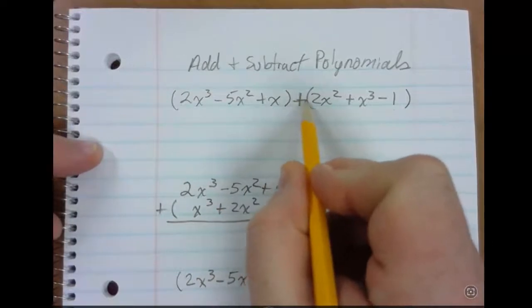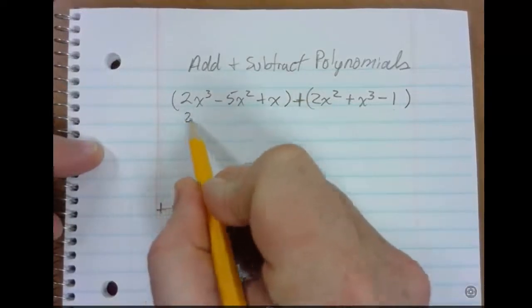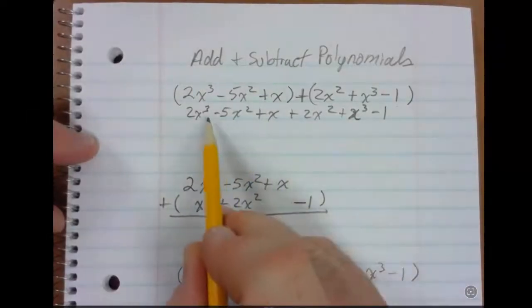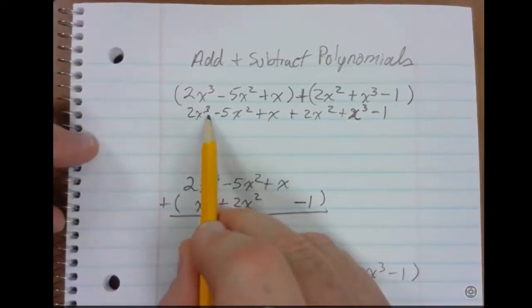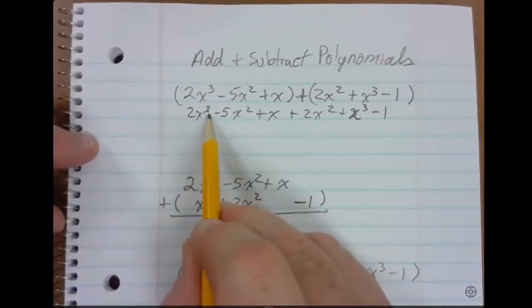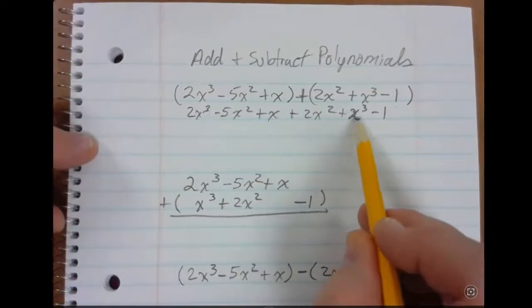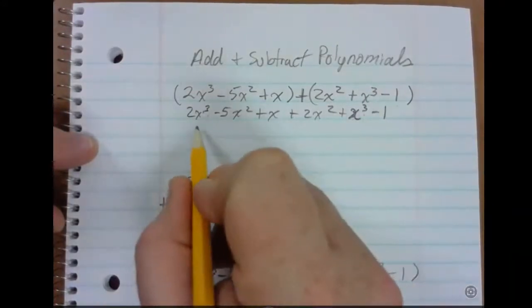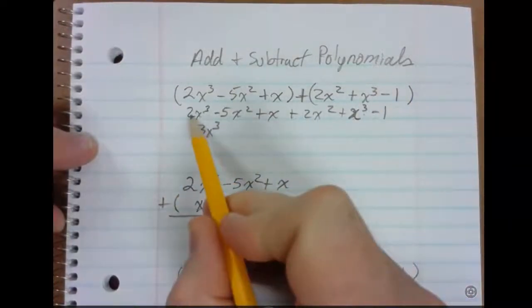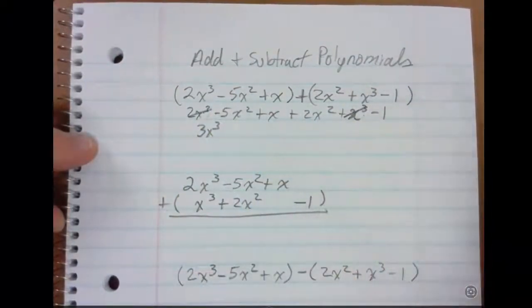Now since I'm just adding these, I can actually drop the parentheses like this, and then I've got to combine my like terms. So when I do this, I want to put them in order from largest degree to smallest degree. So my largest degree appears to be a cubic, so I have a 2x to the third, and I'm going to combine it with a 1x to the third, and that would give me 3x to the third. And what I'm going to do is cross that off so I don't get confused on that.